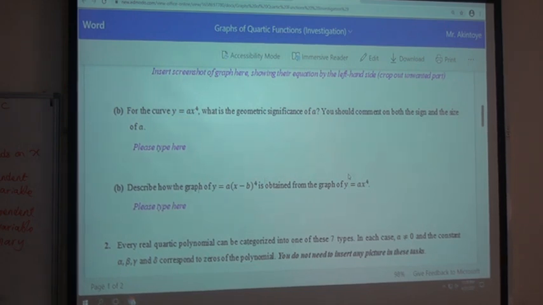Describe how this graph is obtained from this. How this can be obtained from this. What did you write?